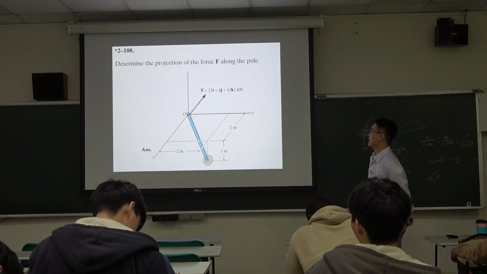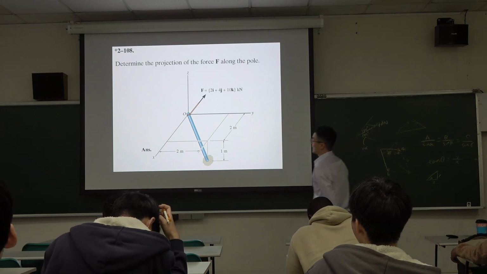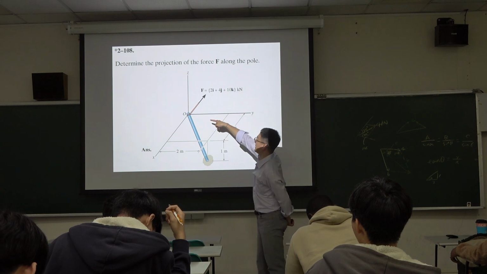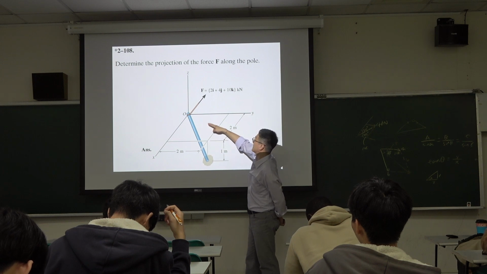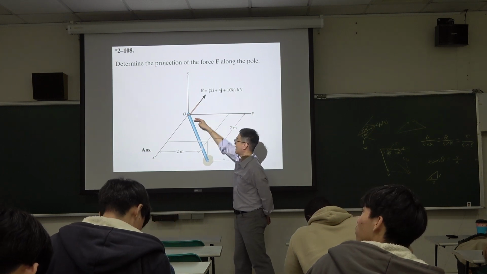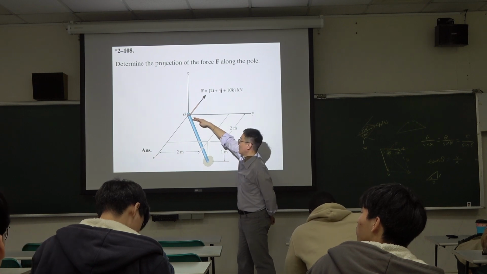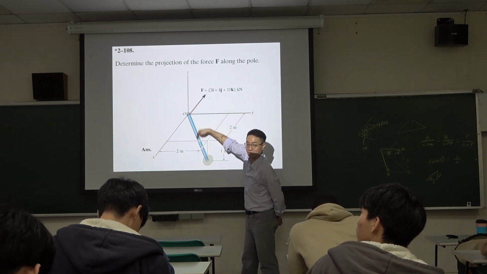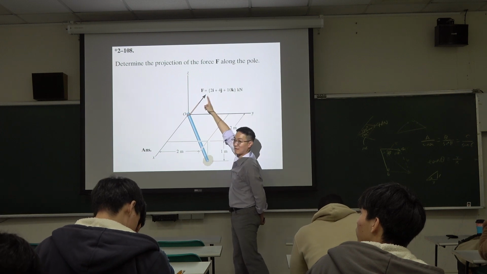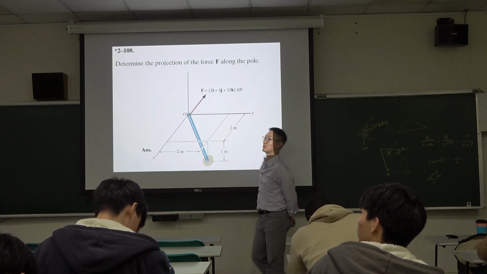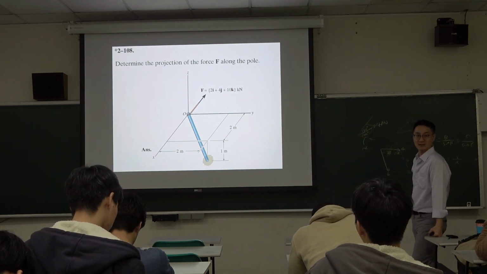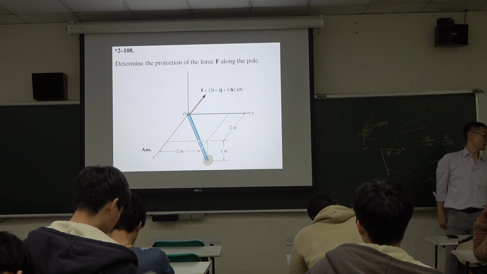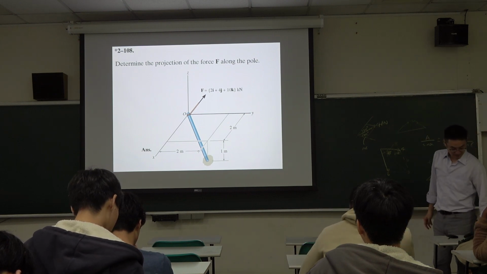Okay, then this one: determine the projection of the force F along the pole. So we work out a position vector for this pole as well, so we can apply the dot product. Oh, we have the position vector, so we can work out a unit vector for this. So we use force dot unit vector here, which is the projection of the force along the pole. Okay? So generally we practice questions like this.